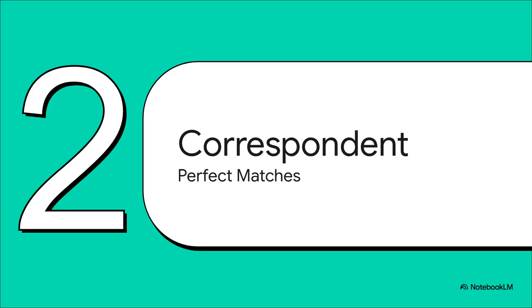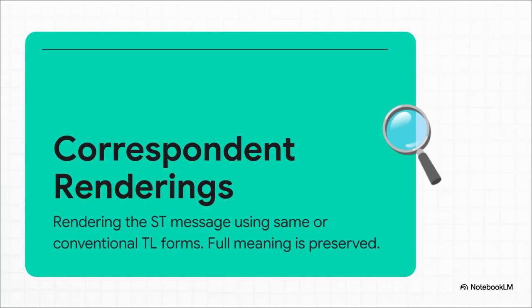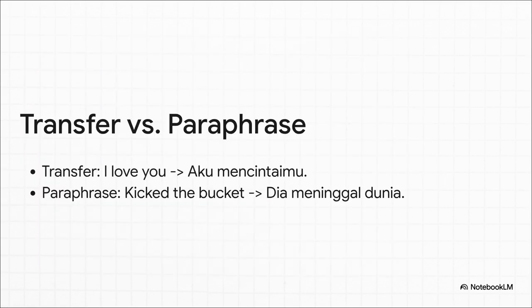Let's move on to part 2, correspondent renderings, the perfect matches. This is the absolute easiest part of the tightrope. We call them correspondent renderings because the source text completely corresponds to the target language. Nothing is lost, full meaning, full effect, totally intact. But even in this perfect scenario, there are a couple of ways to do it. You basically have transfer or paraphrase.